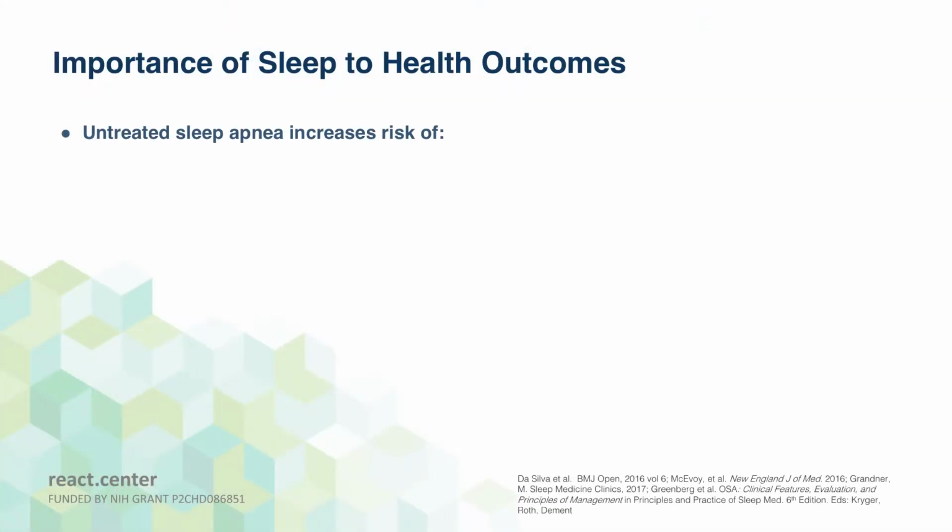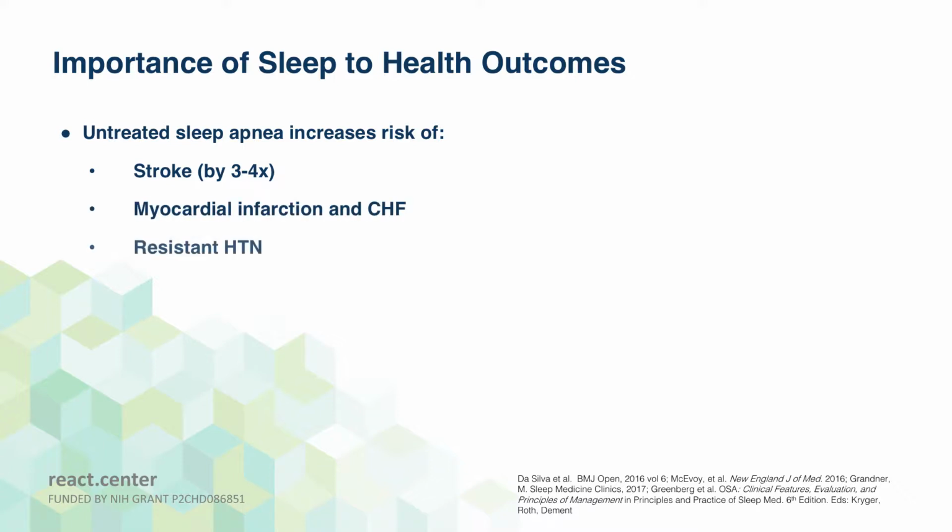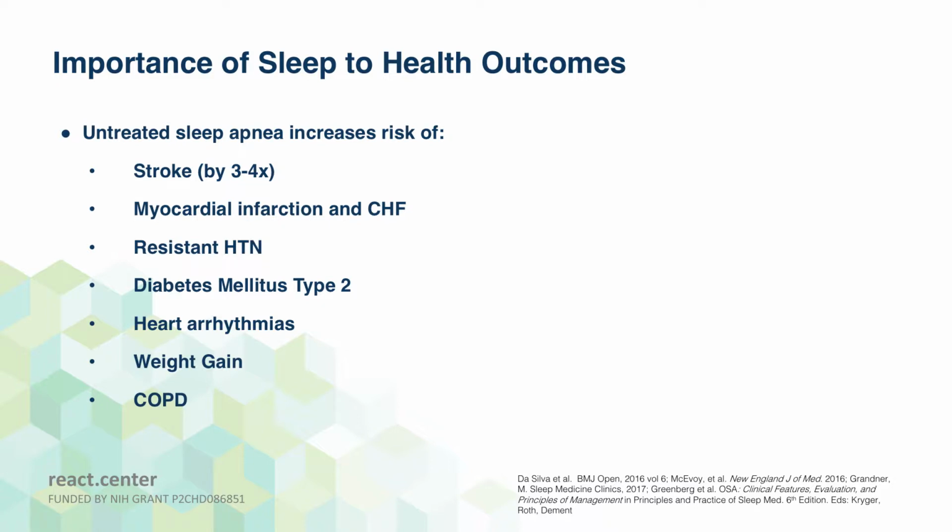For example, sleep apnea, or pauses during breathing and sleep, if untreated, can lead to increased risk of other health consequences. As an example, stroke is increased risk by 3 to 4 times in patients who have untreated sleep apnea. There's also increase for heart attack or heart failure. It's harder to treat high blood pressure or diabetes in patients who have untreated sleep apnea. It's more likely that those patients might have heart arrhythmias. And untreated sleep apnea makes it harder to lose weight. There's also increased association with COPD or other lung diseases, and untreated sleep apnea is associated with overall mortality.